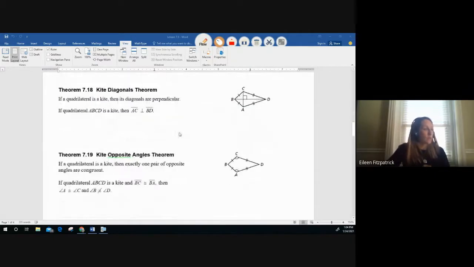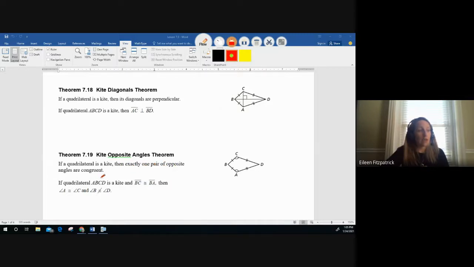And the last two theorems, it says for a kite, if a quadrilateral is a kite, then its diagonals are perpendicular. So you can see in the diagram that segment CA, which is a diagonal, and segment BD, which is a diagonal, they are perpendicular. They form a right angle, right? 4 right angles, 1, 2, 3, and 4. They're all 90-degree angles.